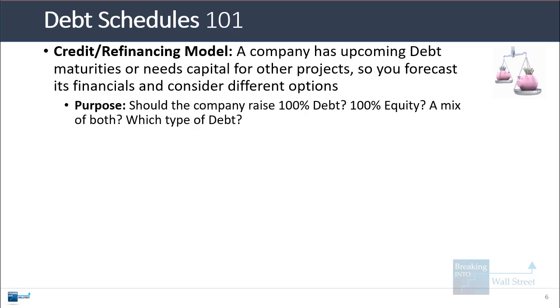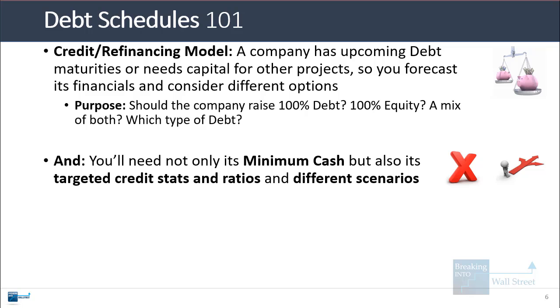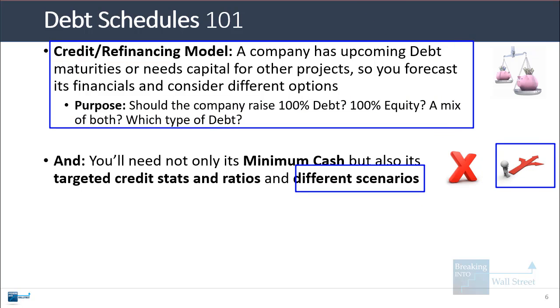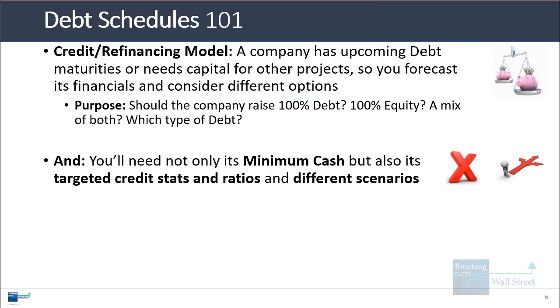You will need not only the minimum or targeted cash, but you'll also need the targeted credit stats and ratios of the company and also different operational scenarios. Here, with this type of model, the downside cases, the more pessimistic outcomes are very important because typically the upside and base cases are not that interesting because pretty much anything could work. But where it gets interesting is when the company doesn't perform well. And in those cases, often you will have to reduce the amount of debt that it issues or plans to issue.